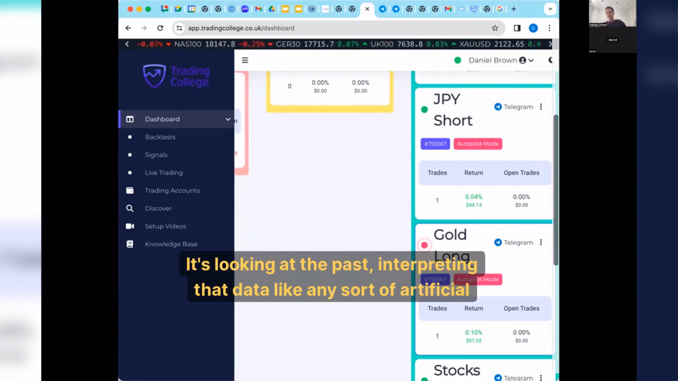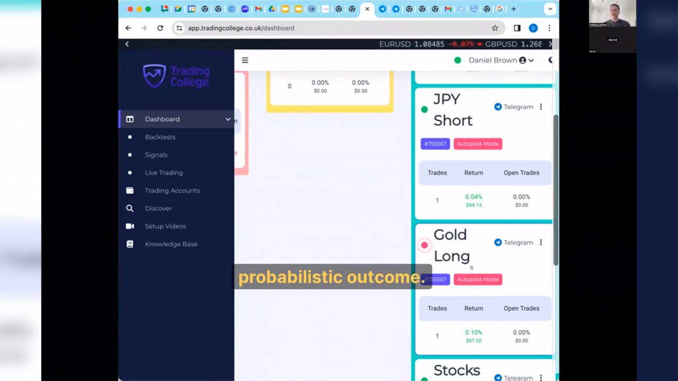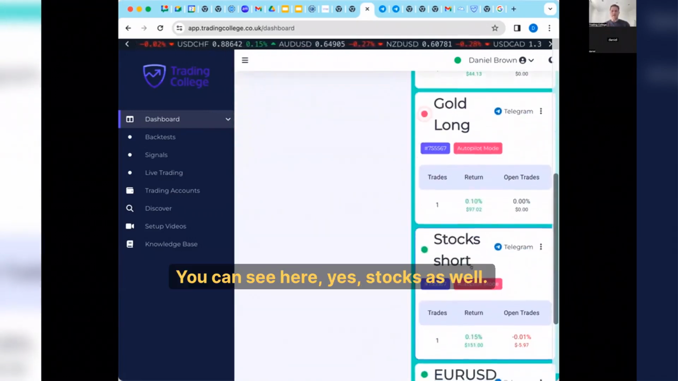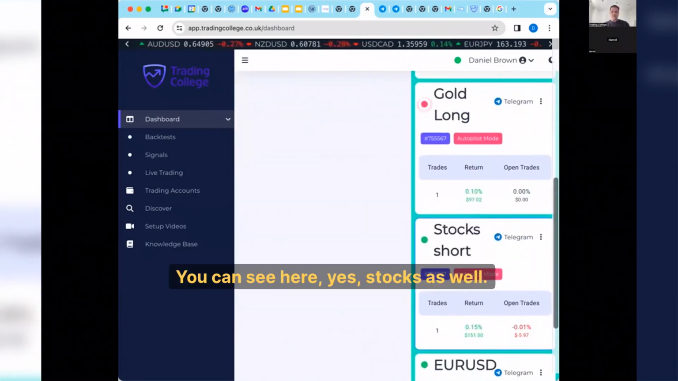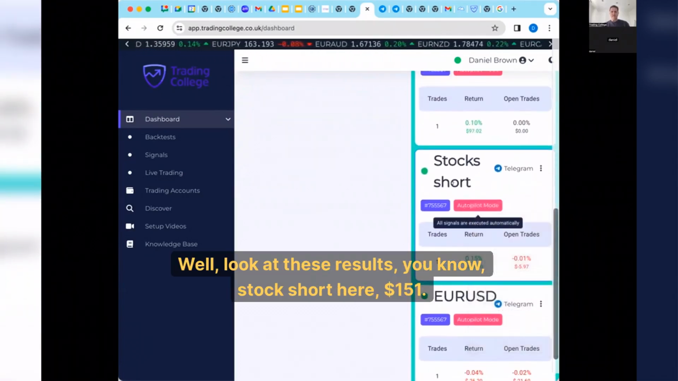It's looking at the past, interpreting that data like any sort of artificial intelligence, like a bot, a robot. And it's saying, right, that's a good probabilistic outcome. And that's informing me, amazing, this theme of AI and how we're deploying it now into trading. You can see here, stocks as well. Look at that, stock short. Well, look at these results, stock short here, $151.